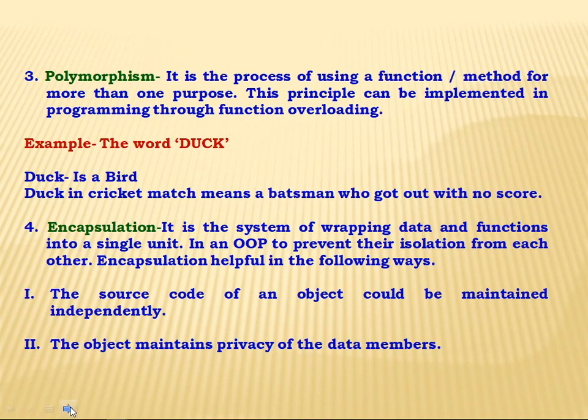Now, number 3 is polymorphism. It is the process of using a function or method for more than one purpose. This principle can be implemented in programming through function overloading. Let me give you children one good example, that is the word duck. Duck is a bird which lays eggs, which can swim, and which likes to eat fish. Duck in a cricket match means a batsman who got out with no score. Children, try to understand that. Duck is one word which is used for two different purposes.